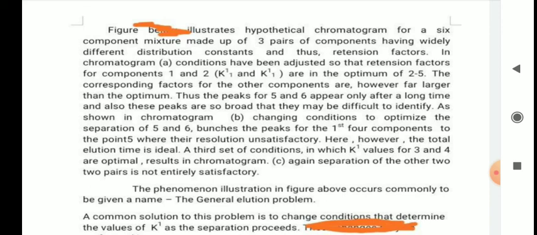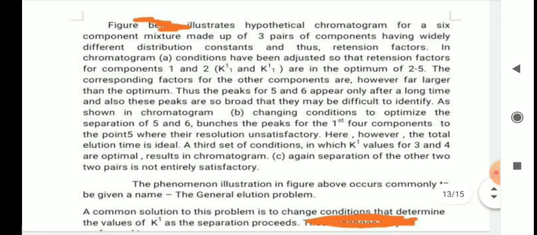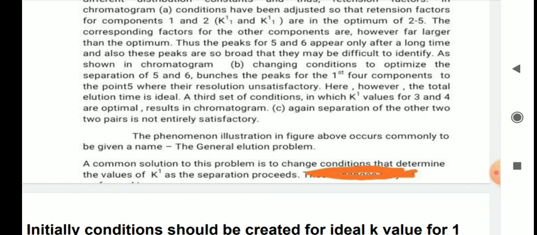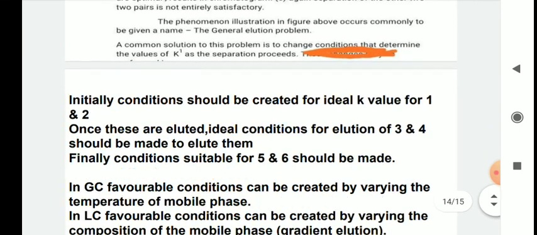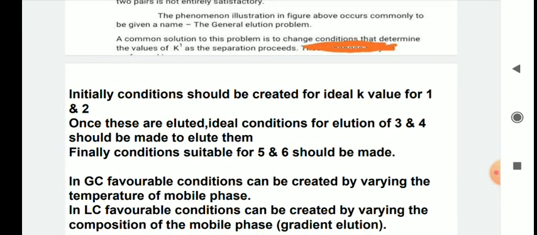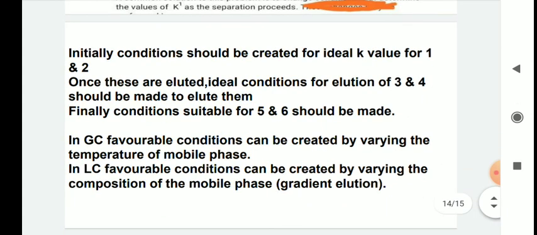Now, a common solution to this problem is to change the conditions that determine the values of k dash as the separation proceeds. Initially, conditions should be created for ideal k values for 1 and 2. Once these are eluted, ideal conditions for elution of 3 and 4 should be made to elute them. Finally, conditions suitable for 5 and 6 should be made. In GC, favorable conditions can be created by varying the temperature. In LC, favorable conditions can be created by varying the composition of the mobile phase. That is called gradient elution.